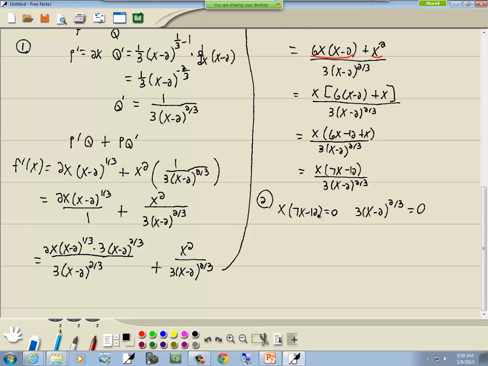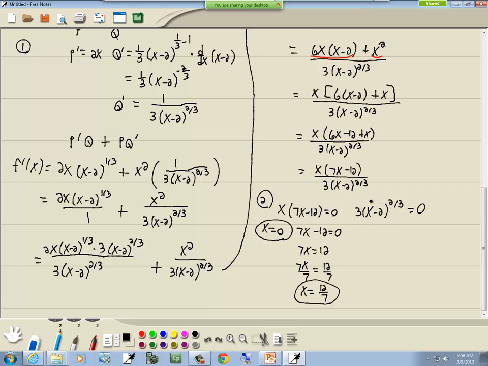Now this side here is already factored, so we just have to set each factor equal to 0. So I set x equal to 0 and 7x minus 12 equal to 0. That one's solved. Here I'll take the negative 12 over, it becomes a positive 12. Divide both sides by 7. And we get x is equal to 12/7.